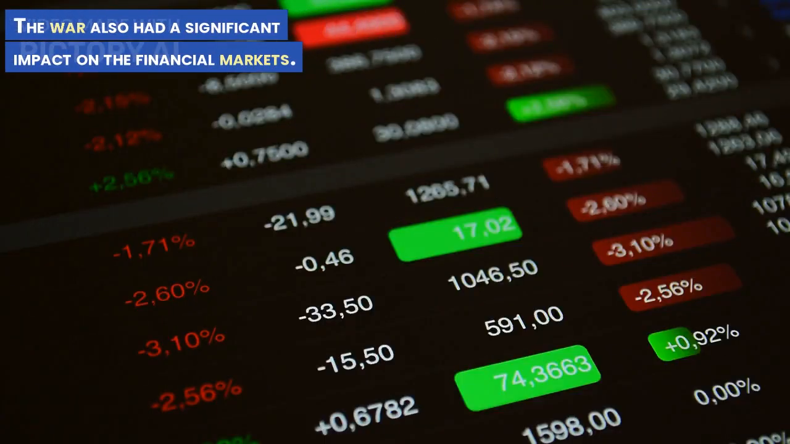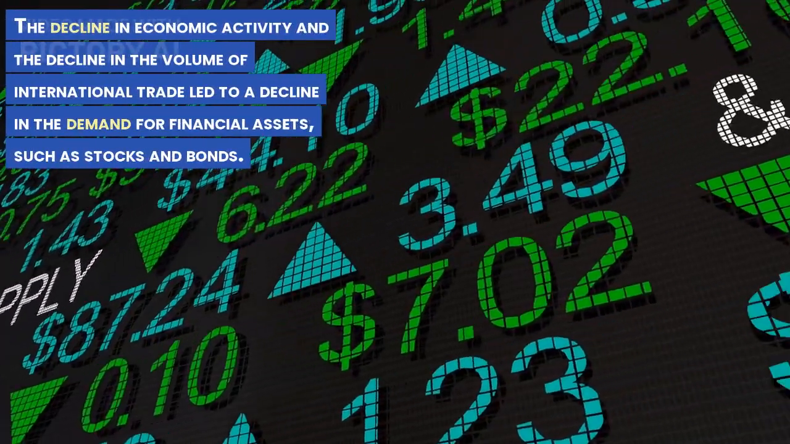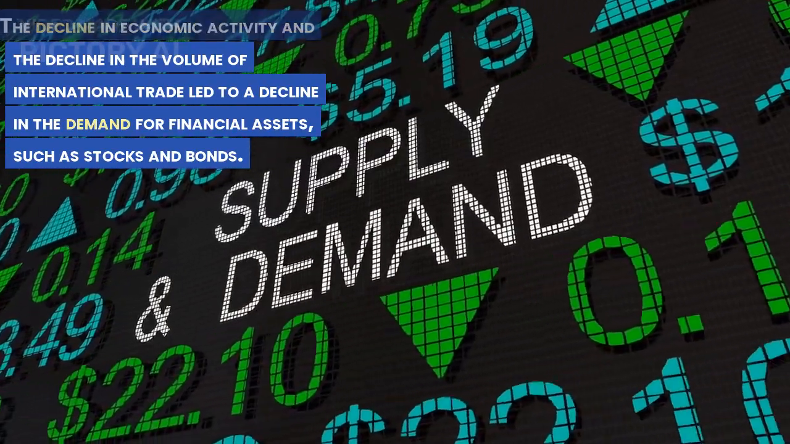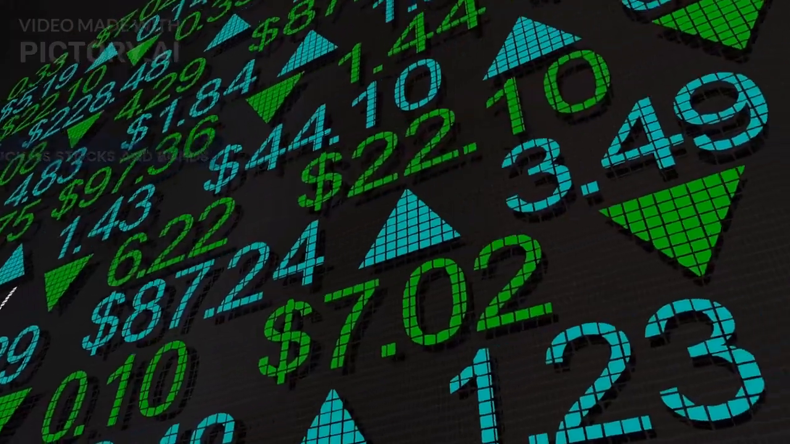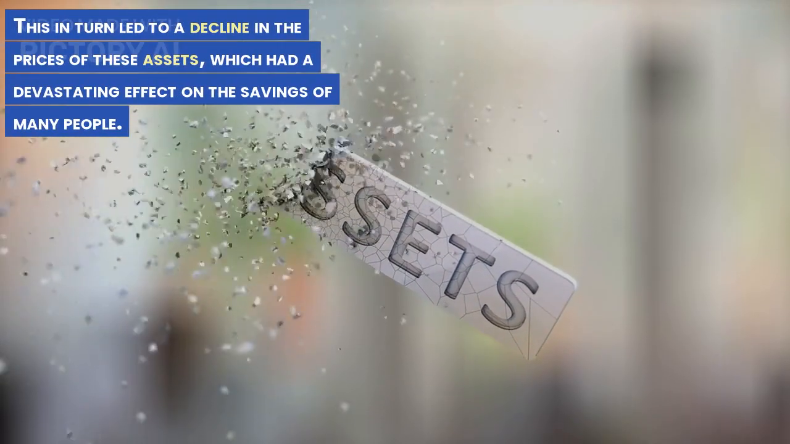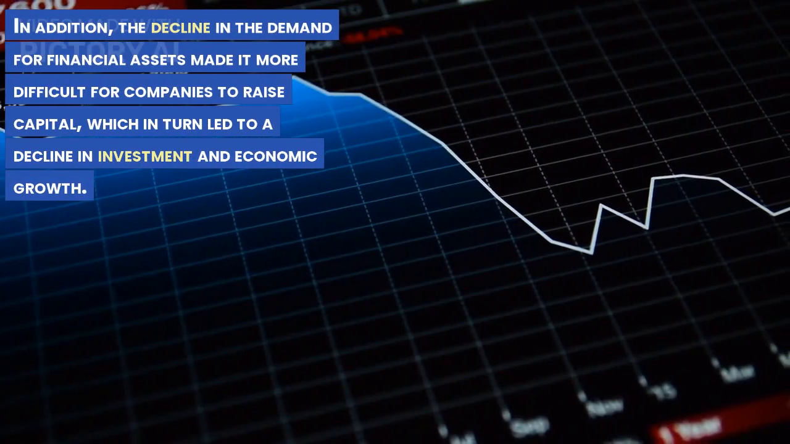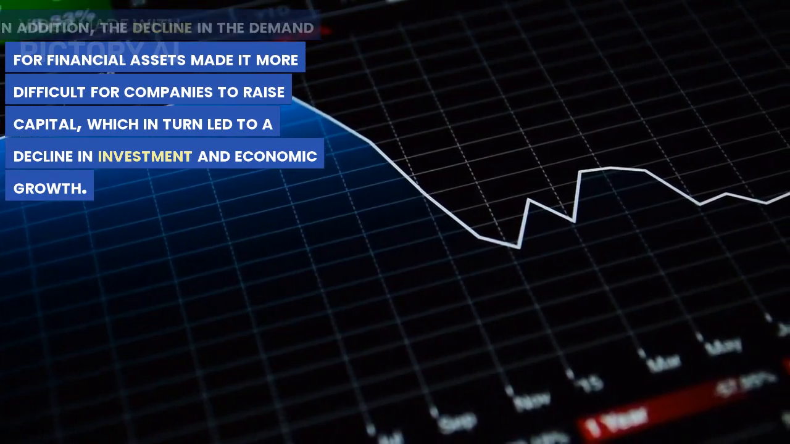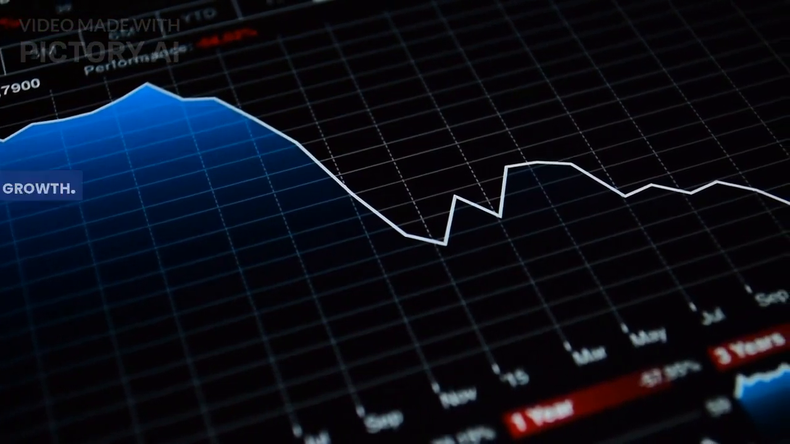The war also had a significant impact on the financial markets. The decline in economic activity, and the decline in the volume of international trade led to a decline in the demand for financial assets, such as stocks and bonds. This in turn led to a decline in the prices of these assets, which had a devastating effect on the savings of many people. In addition, the decline in the demand for financial assets made it more difficult for companies to raise capital, which in turn led to a decline in investment and economic growth.